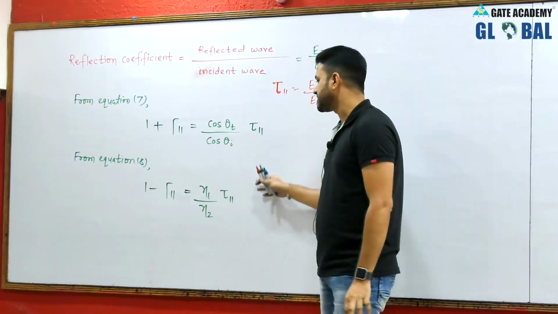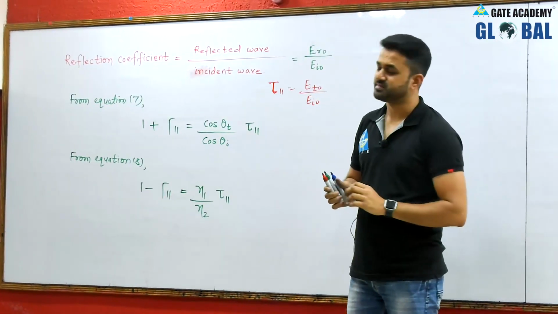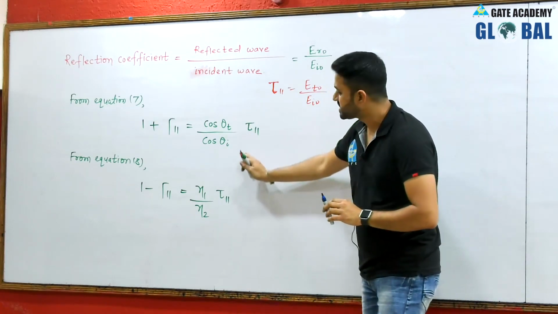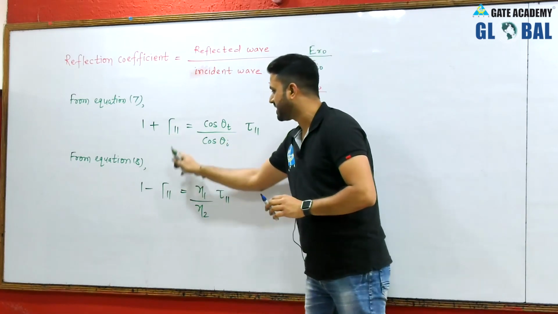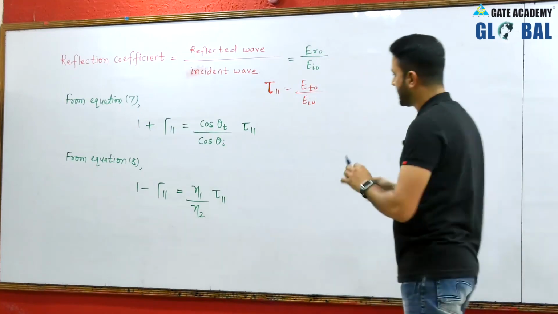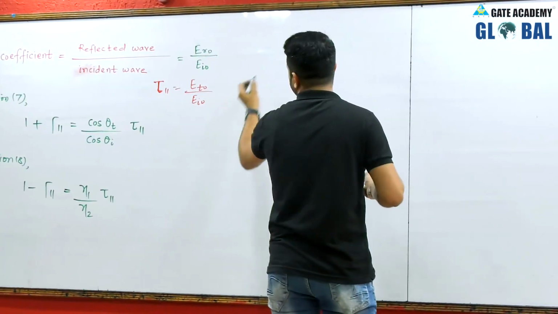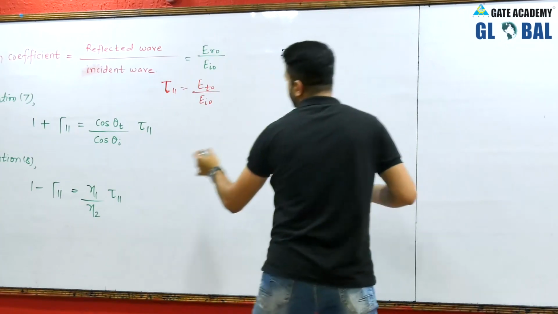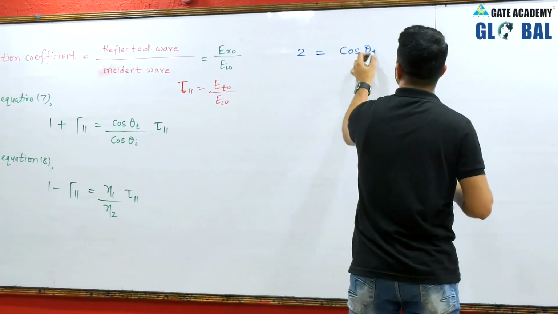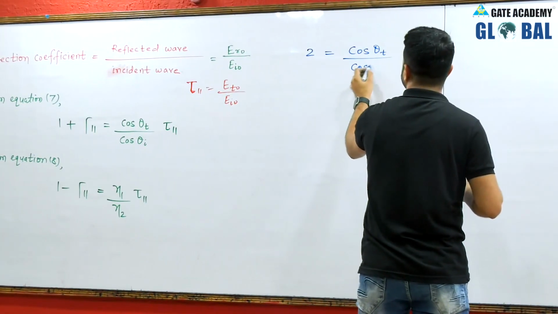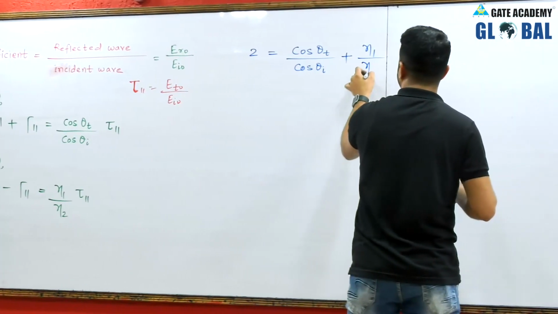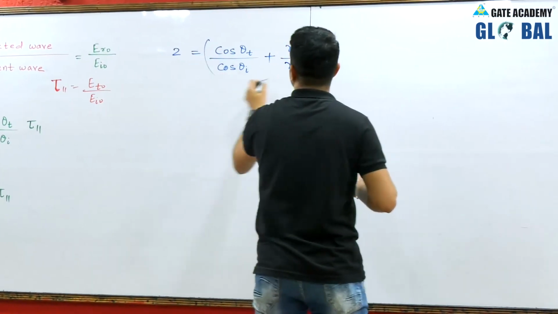Now we have to use equations number 7 and 8 to derive the equations of the transmission coefficient and reflection coefficient. So let's take the addition of these two equations. As you can see, this is 1 plus gamma parallel, this is 1 minus gamma parallel, and when we add these two, gamma parallel will get cancelled. So adding these two equations, I will get 2 equal to cos theta t divided by cos theta I plus eta 1 divided by eta 2, and tau parallel is common.